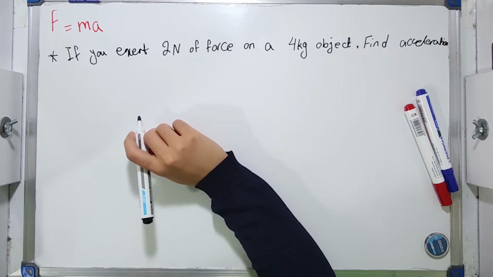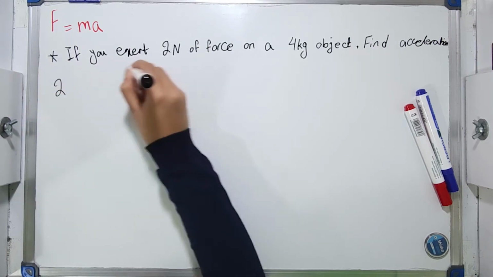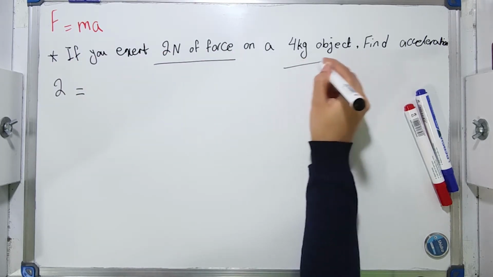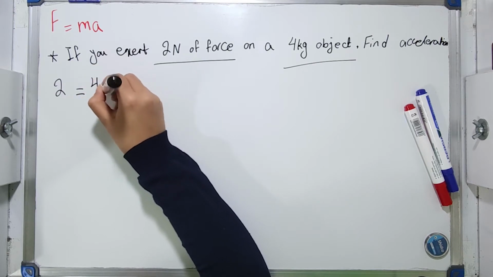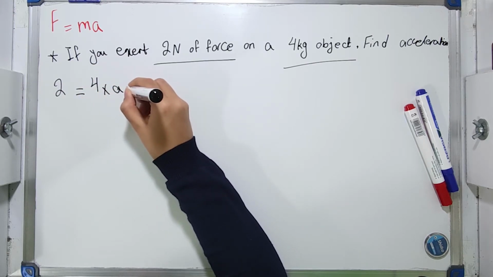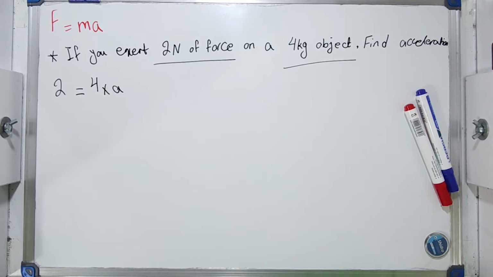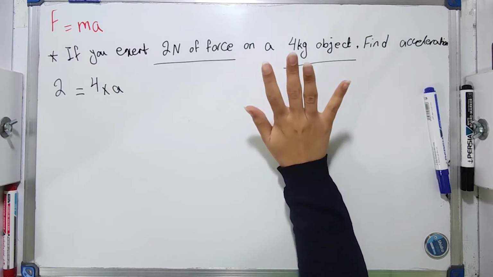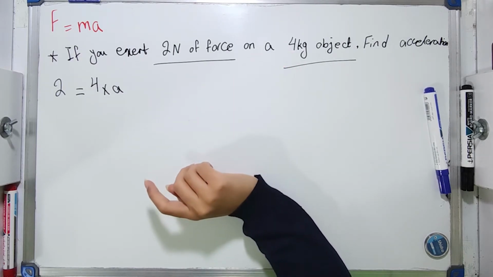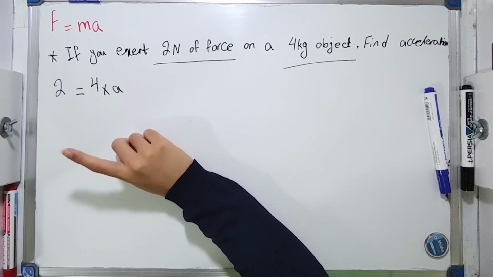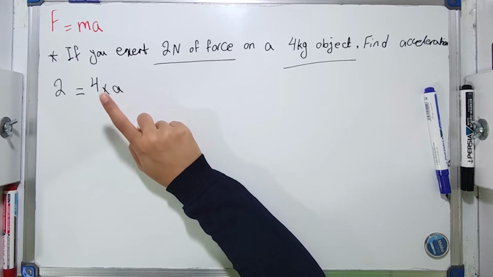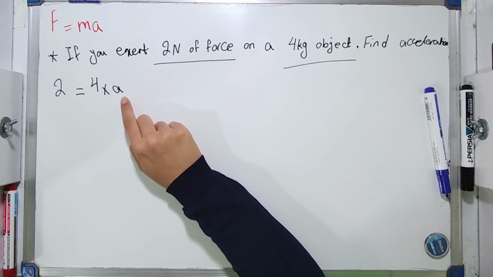So, what do you have here? You have force equal to mass times acceleration, but what you're going to find is acceleration. So, we can solve it. First of all, algebra. Whenever you want to solve an equation for, for example, acceleration, you are supposed to make acceleration alone on one side of the equation.